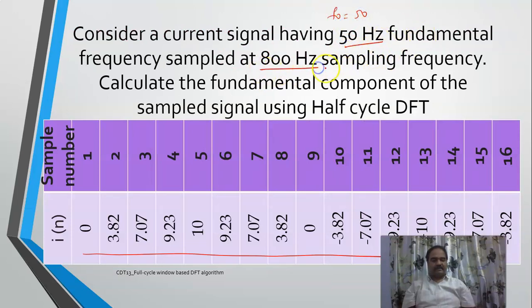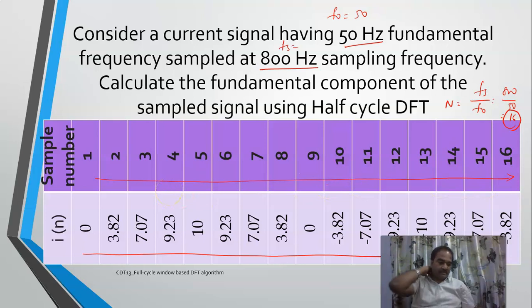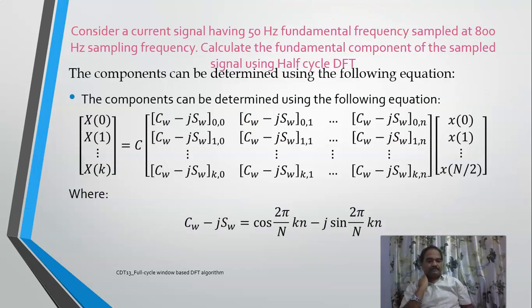Sampled at 800 Hz sampling frequency, this is Fs. So the total number of samples is Fs by F0, 800 by 50, which is 16 samples per cycle. All these 16 samples represent one full cycle. If you want to perform the problem using full cycle based DFT, you require all the 16 samples. But if you want to do it with 8 samples, then you require only 8 samples. With these 8 samples, let us calculate the magnitude of the fundamental component.